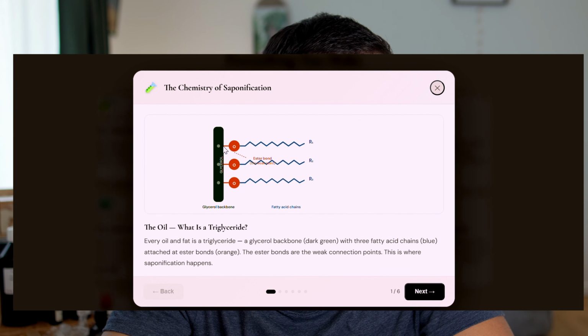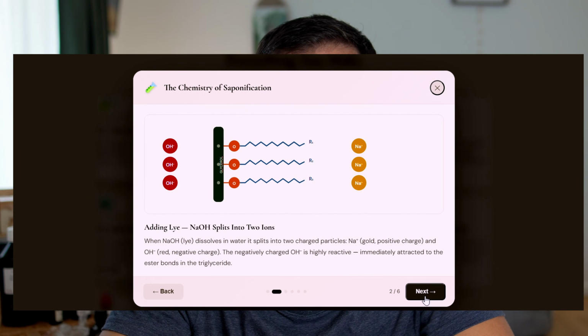So we have glycerol and 3 fatty acids. And then we have sodium hydroxide. Sodium hydroxide is basically sodium atoms and hydroxyl groups. And those hydroxyl groups are highly reactive. They're the reason why sodium hydroxide solution is so alkaline and so caustic, and that's why you should be very careful when you're handling lye.